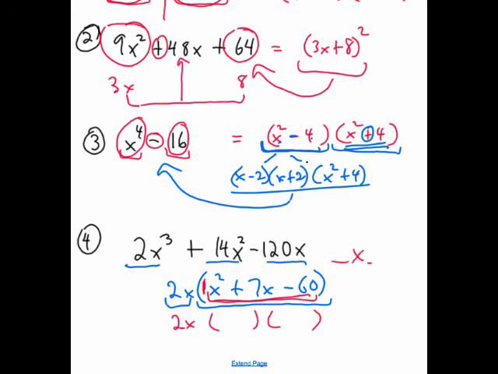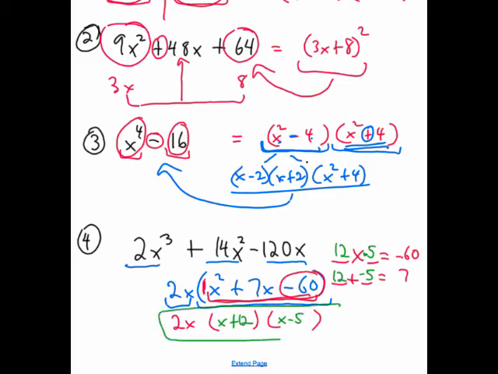The pattern for that type of factoring is looking for 2 numbers that multiply to negative 60, the same 2 numbers that add or subtract to 7. And if I think about that for a moment, I find that 12 and 5 will work as long as the negative is on the 5. And so my factored form is (x + 12)(x - 5) times 2x.